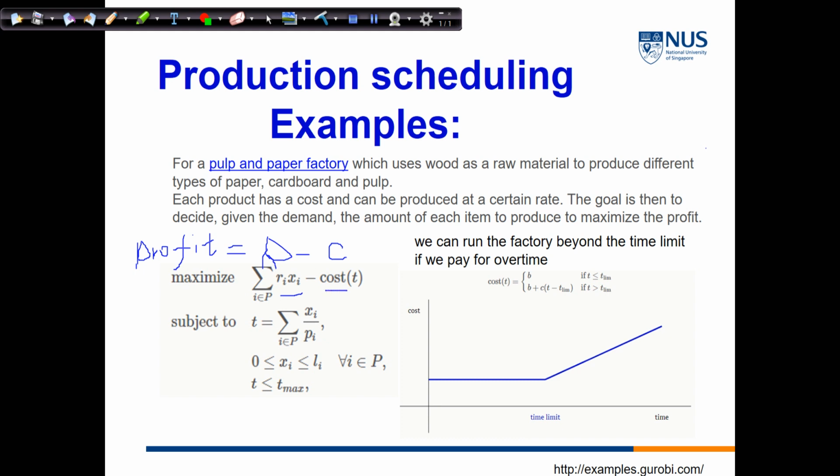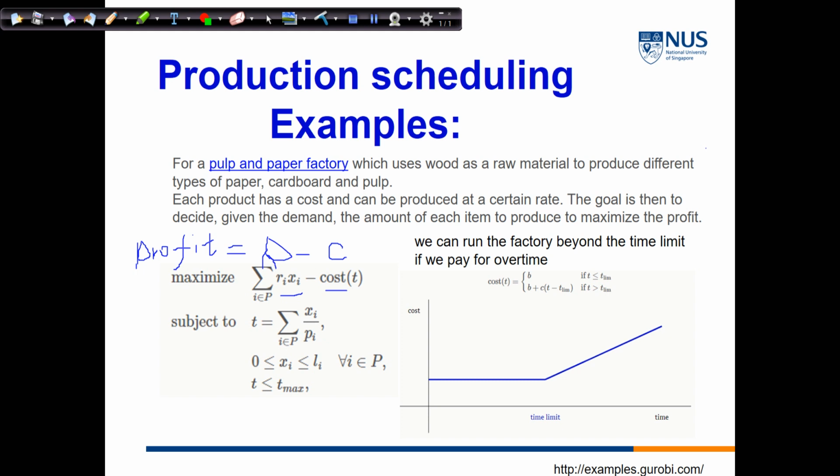The cost is already given, right? So this is a cost function we are given. For what is given, you can look at this example. Go to this Gurobi website to see more given conditions for this example. Therefore, we can formulate it in this way.